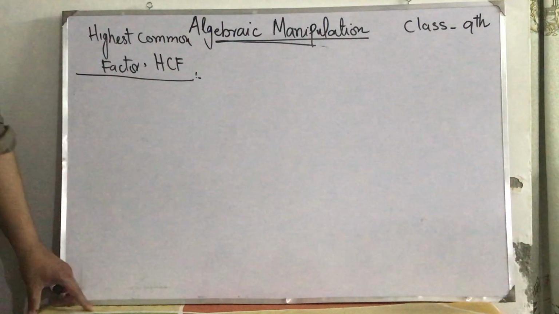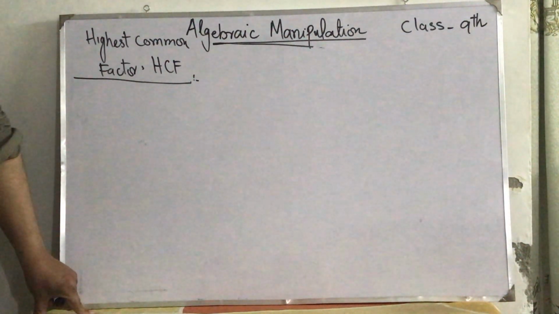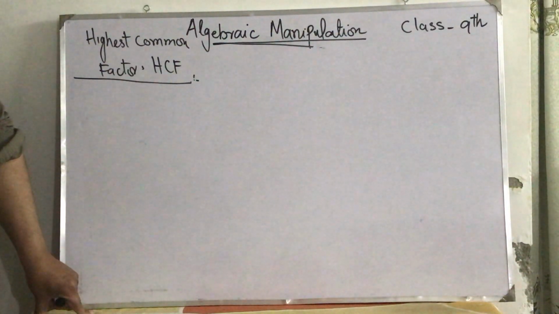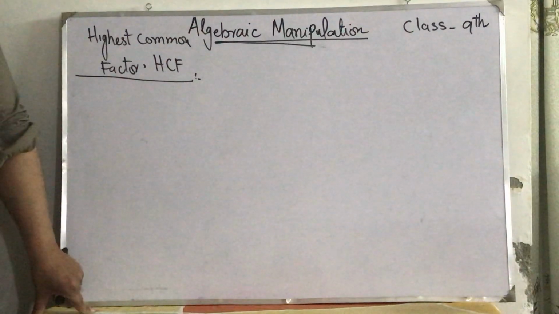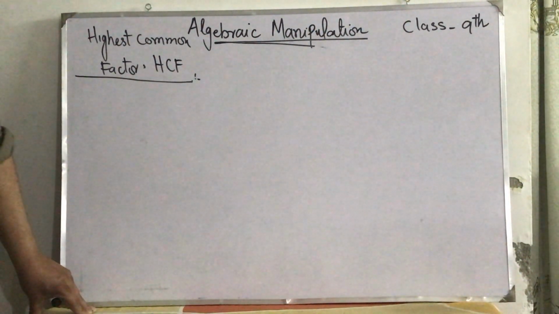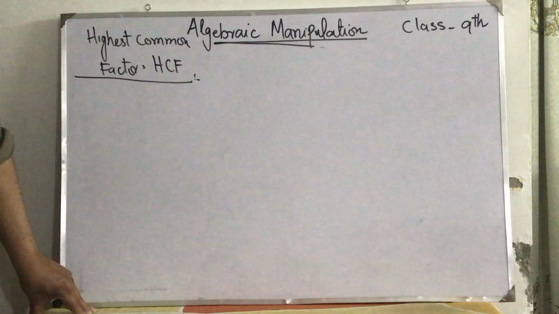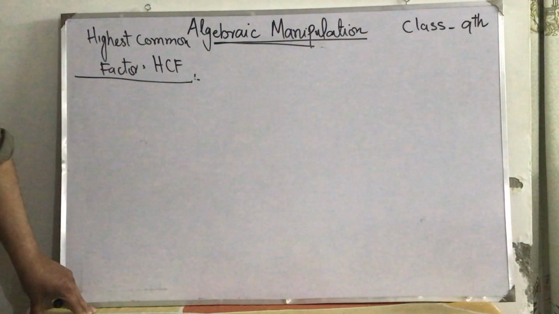This is your new topic for chapter number 6, algebraic manipulation, in which we discuss HCF and LCM. You already discussed HCF in the previous classes 6 and 7. What is HCF? Highest common factor. Similarly, LCM we will discuss later.